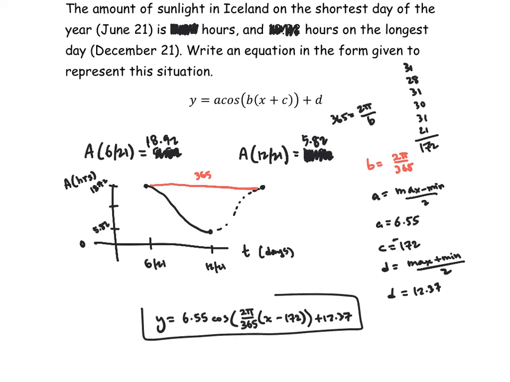That is a trig equation representing the sunlight in hours in Iceland, where apparently they're all jacked Vikings that just lift logs over their head and throw stones.